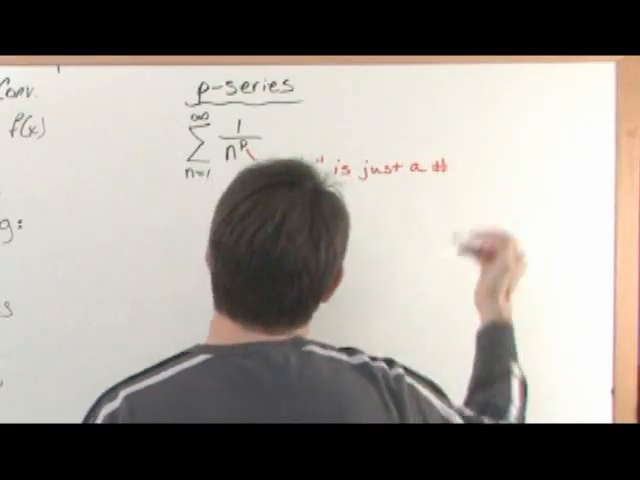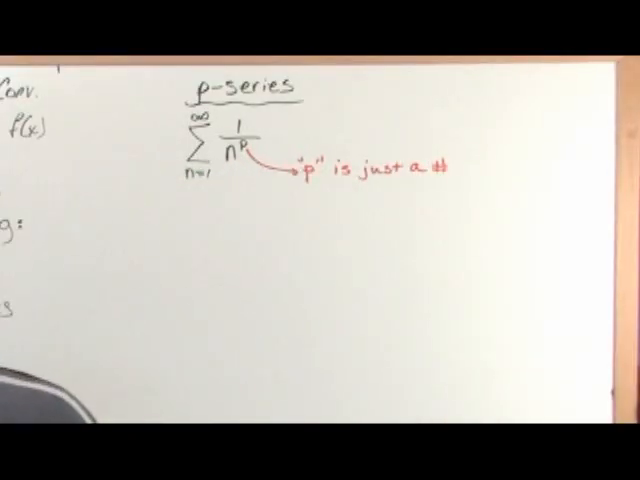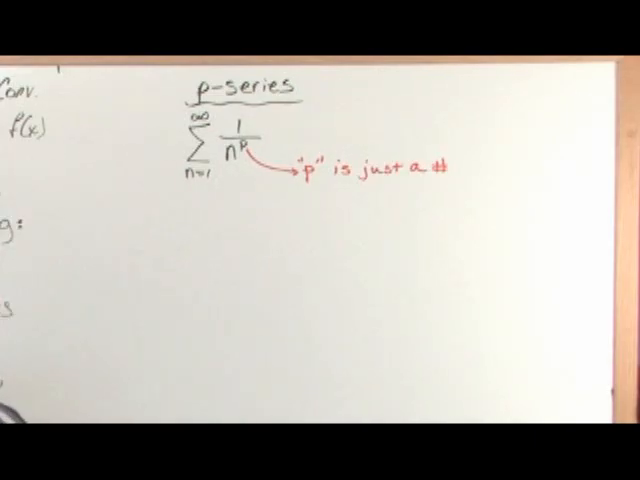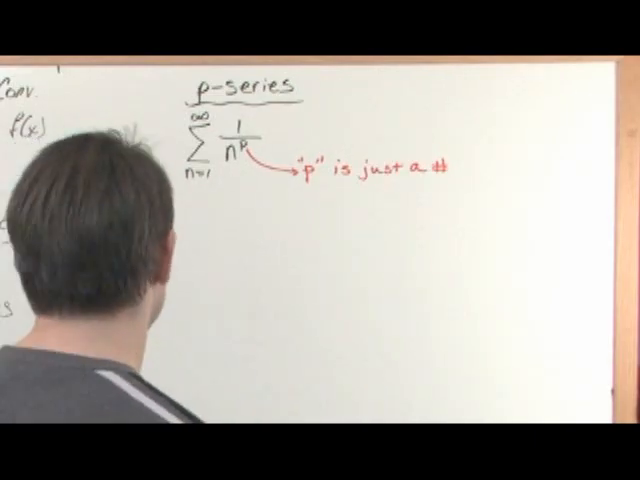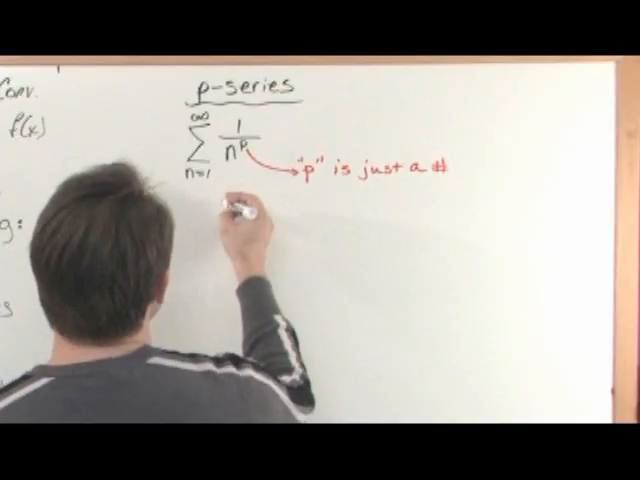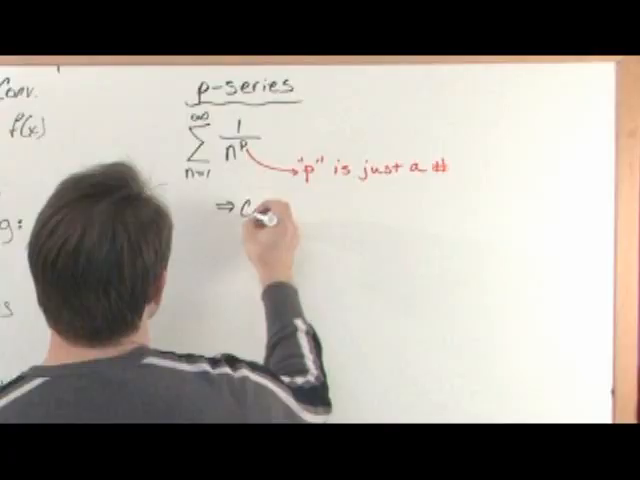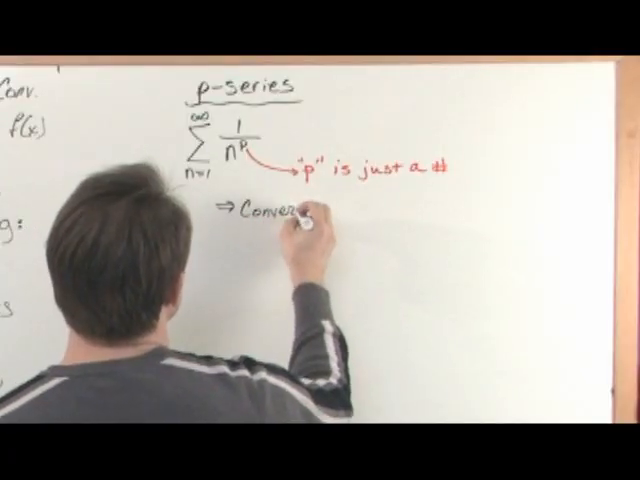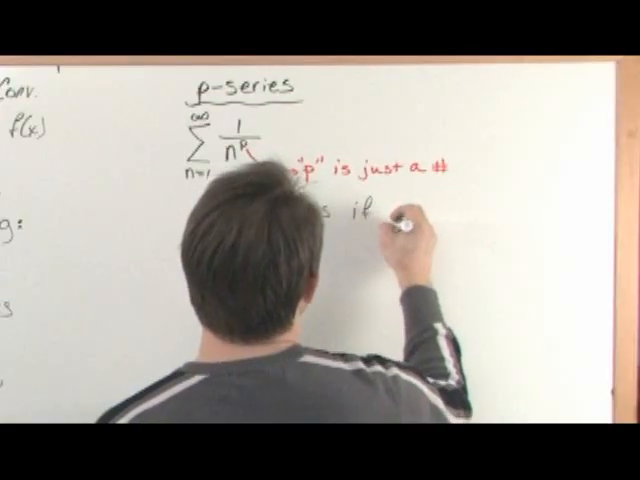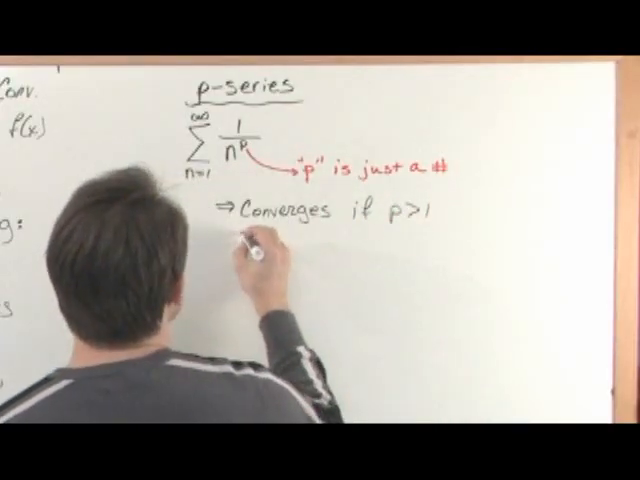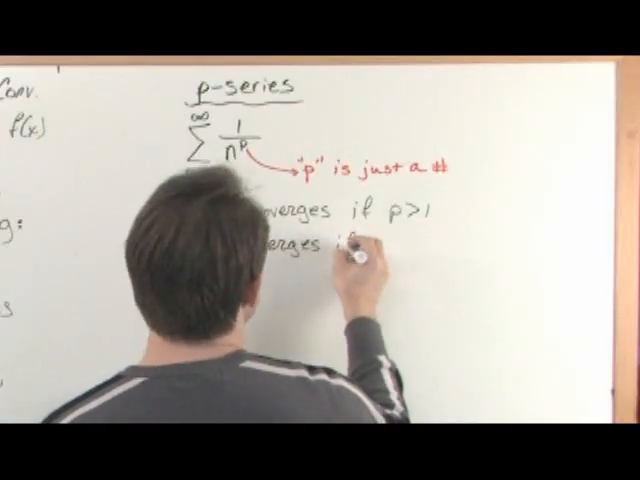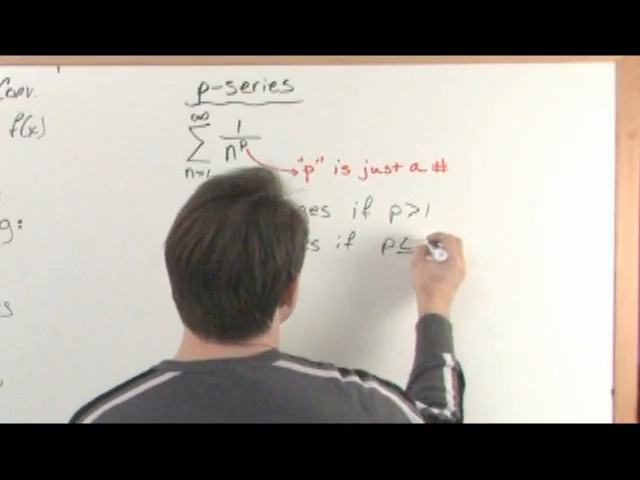So it could be 1 or 2 or 3 or -1 or whatever, okay? Now, what is proven in the books, and what sort of makes sense, but it's not something we're going to prove here with any sort of rigor, is that this series converges if p is greater than 1, and it diverges if p is less than or equal to 1.